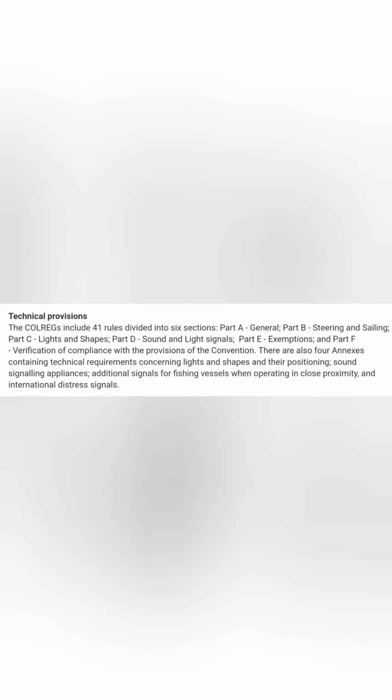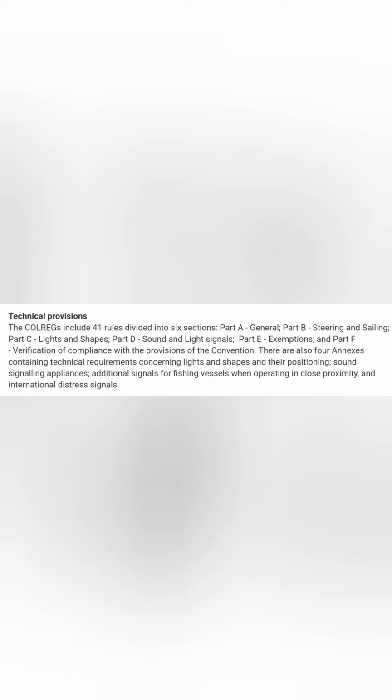Other questions that he often asks are from COLREG, like how many rules are there in total? So now there are 41 rules. How many parts are there? There are now 6 parts, A to F. How many annexes are there? There are 4 annexes.